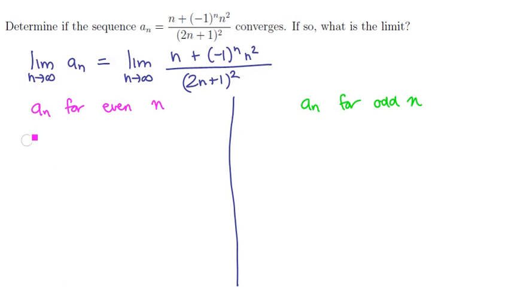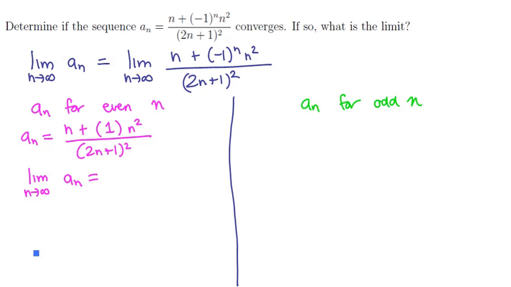If n is always even, then our sequence takes the form a_n = (n + 1) times n^2 over (2n + 1)^2, since (-1) to an even power is 1. And now we can investigate the limit as n tends to infinity of just the even n terms. The nice part is this has an underlying function. We could investigate the limit as x tends to infinity of (x + 1) times x^2 over (2x + 1)^2, since we got rid of that alternator.